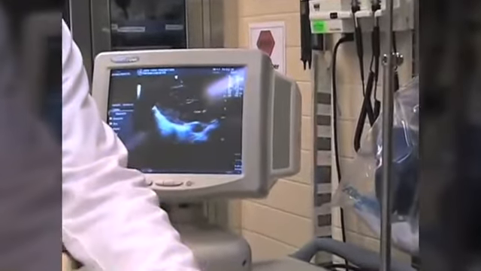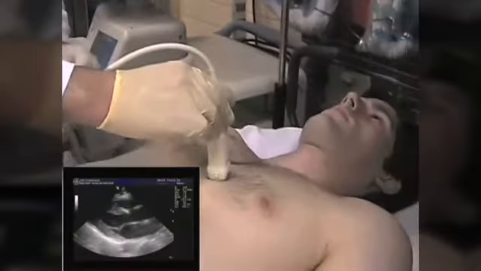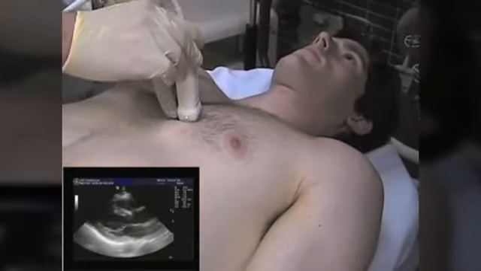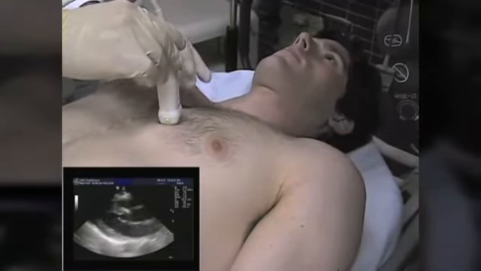The parasternal long axis view of the heart probably gives the most overall useful information about general cardiac dynamics and can be very instrumental in general emergency care.